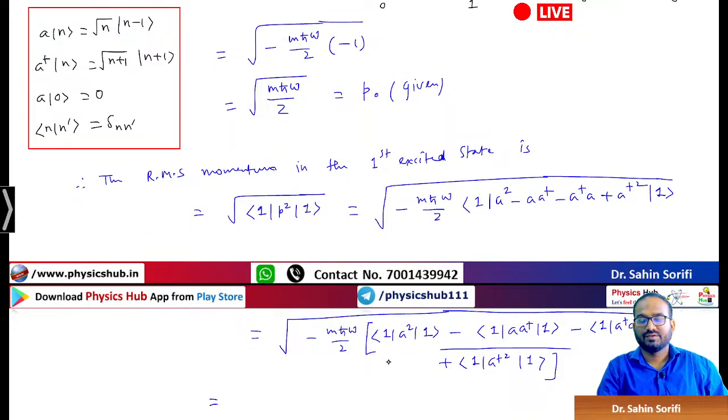Simple. You just need to follow these properties. What about this value? A squared applying on 1: one time making it 0 again, so this is 0. A dagger applying on 1 making it 2, then A will come back to 1. So how much is this? Here root 2 into root 2, so this is root 2 square. So this value is 2. A applying on 1 making it 0, A dagger square, so it will again be 0.